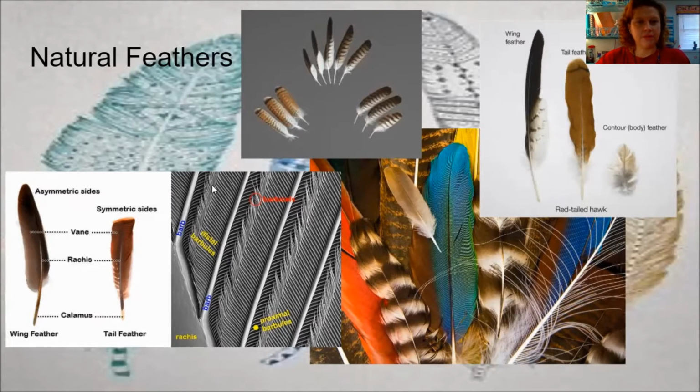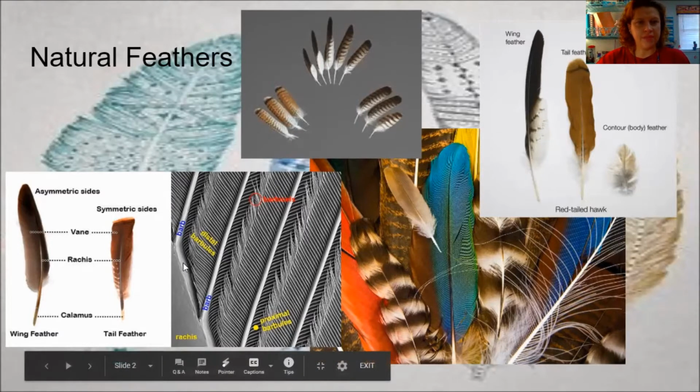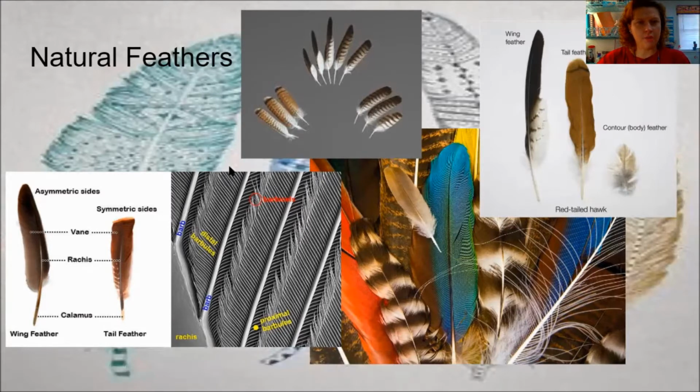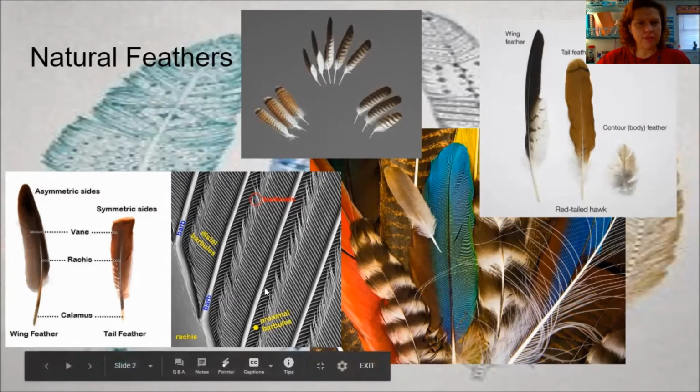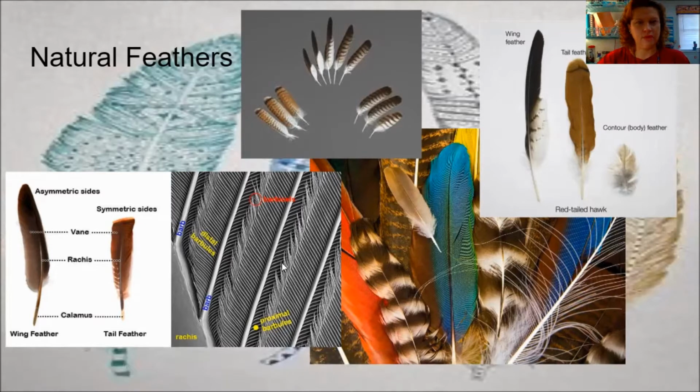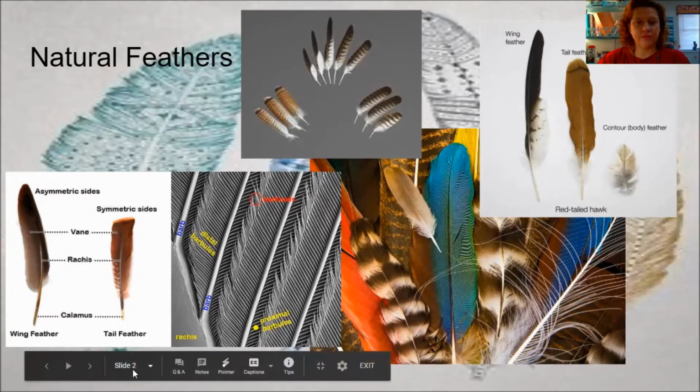Now here's a microscopic view here of the same thing. You've got the rachis, the centerpiece. These barbs, this is part of the veining. You have the distal barbs here that go up, and then the proximal barbs that go down. Pretty cool, huh? So that's what real feathers look like.